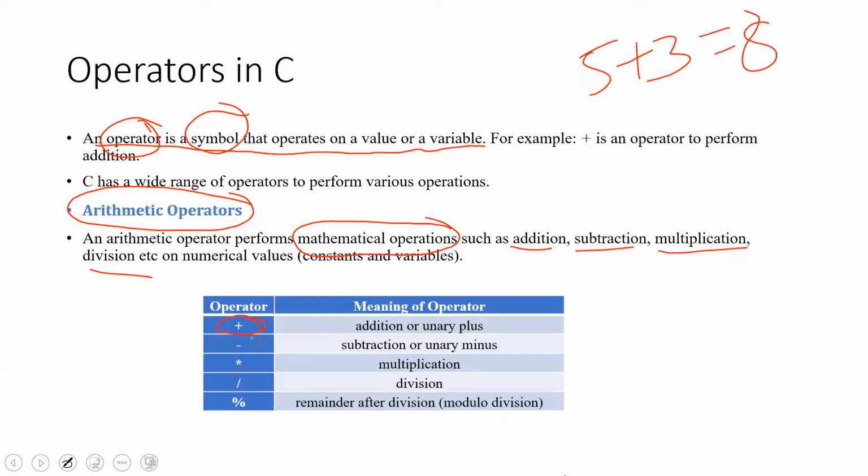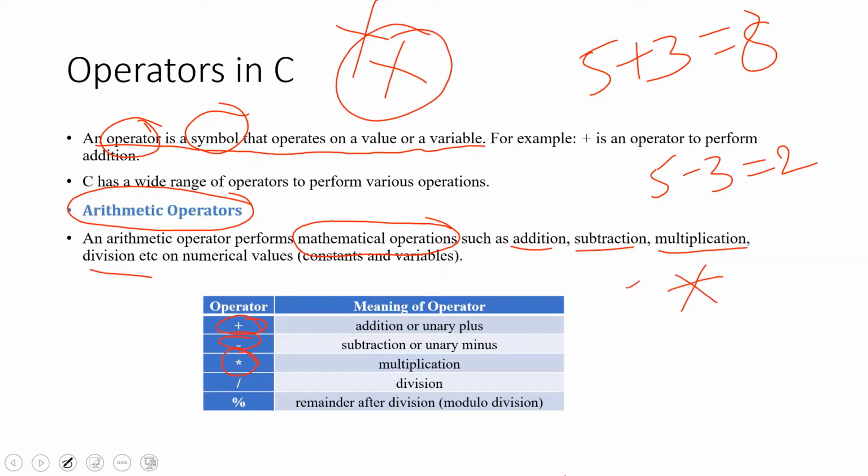Similarly, the minus symbol for subtraction. I can say 5 minus 3, the output will be 2. Similarly, multiplication uses the star symbol. In general mathematics we use the cross symbol, but in computers we don't have this symbol, so you are supposed to use star. For example, if I say 5 star 3, it means 5 threes are 15. That will be the output.